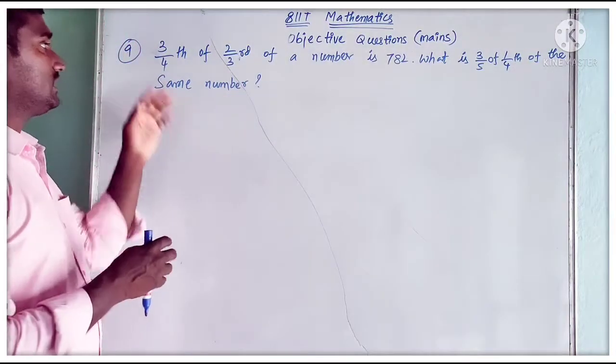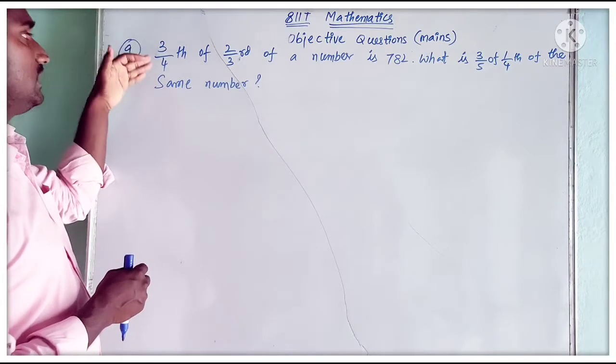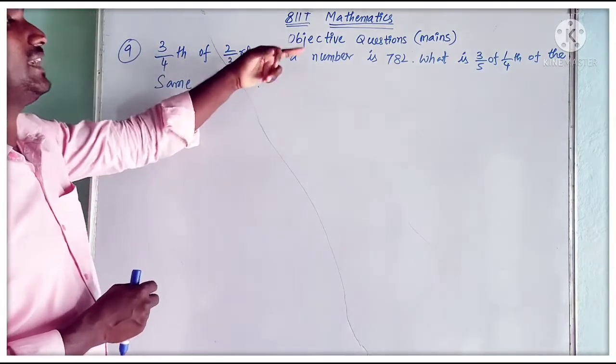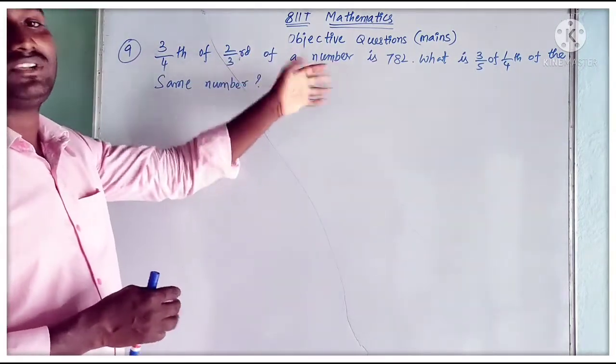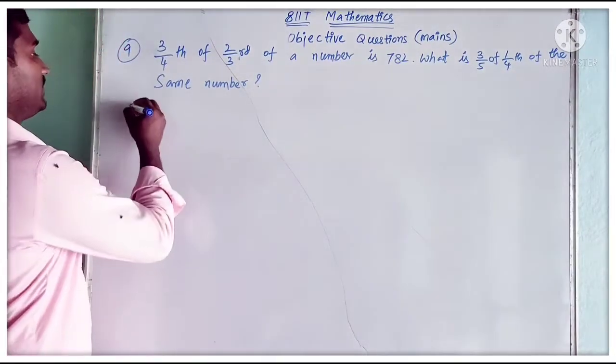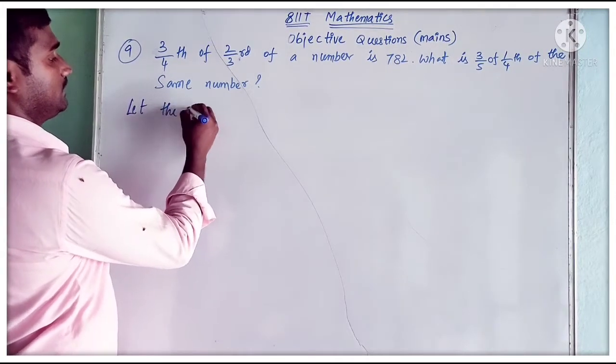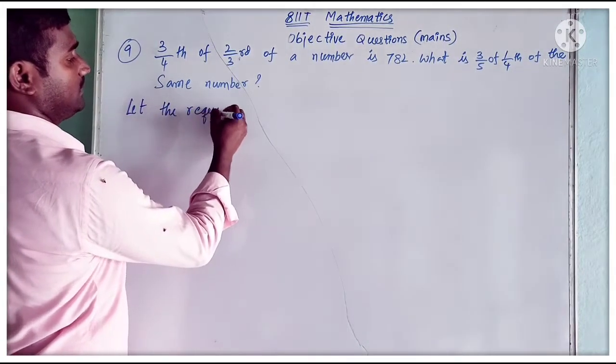First we need to find 3/4 of 2/3 of a number. The number we don't know. So we need to assume it is x. Let the required number be x.